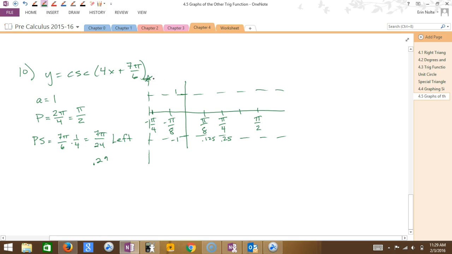So now I need to go every 2 increments. The next one over is almost at the y-axis, but I need to go a little to the left of it. So my second one would be roughly right here. And then 2 increments, the next one would be right there, a little left of pi over 4, and then a little left of pi over 2.